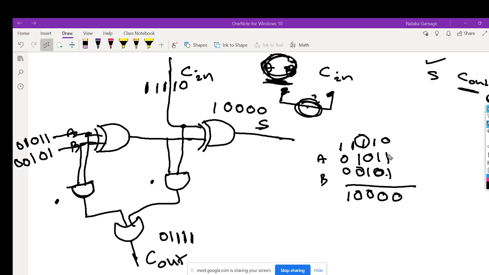Let's see if the answer is correct. 1 and 1 is 0, 1 and 1 is 0, 1 and 1 is 0, 1 and 1 is 0. It is correct, right? So that is how it works. It's very easy to understand the full adder.